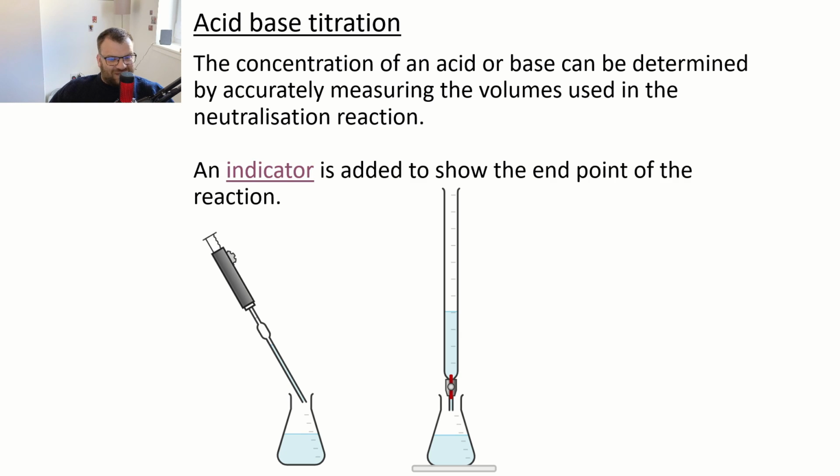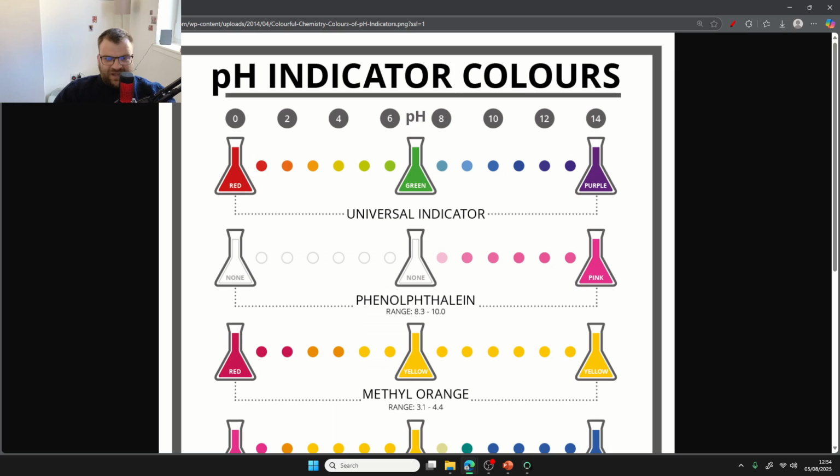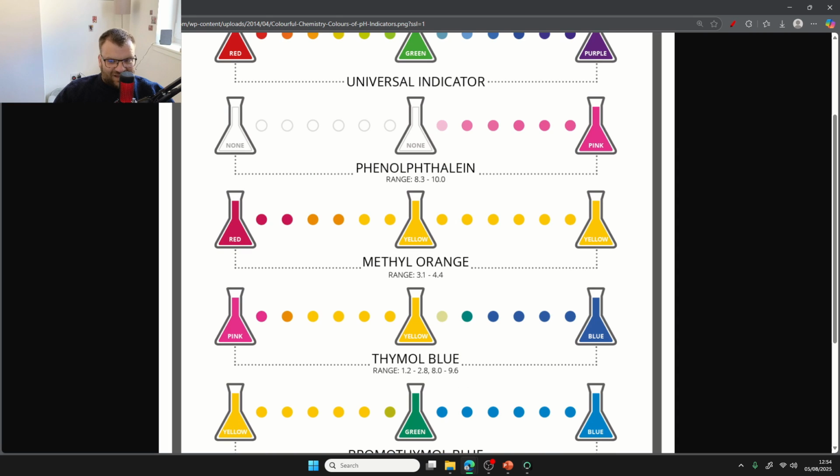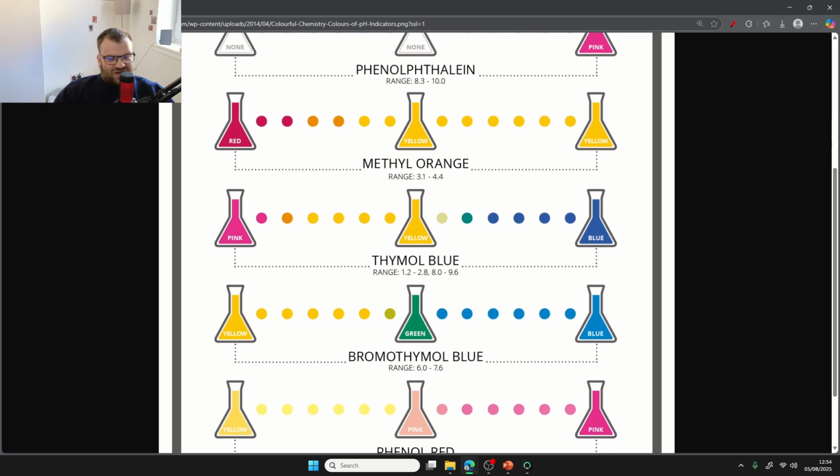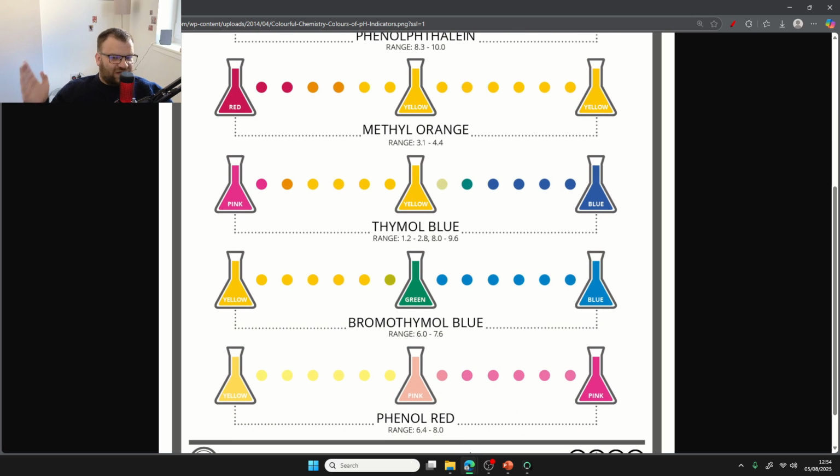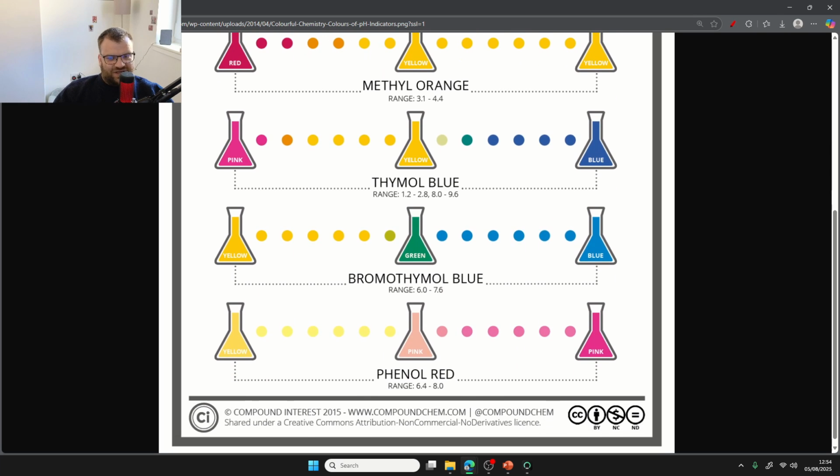Because the majority of the chemicals we're using are colourless, we can add an indicator to show when the reaction has finished. And this diagram from Compound Chem shows us various different options for pH indicators. Phenolphthalein is quite commonly used because it's got a very distinctive colour change from nothing to pink. We also have a few different ones that you might come across in later years if you continue doing chemistry.